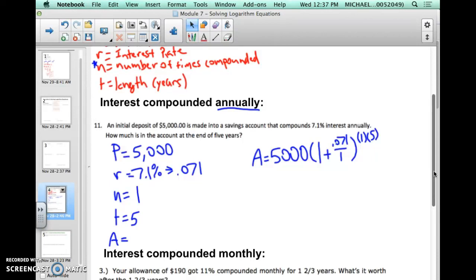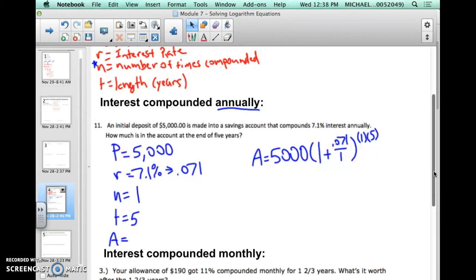I'm going to hit alpha y equals to bring up my fraction bar, and I put 0.071 on top, 1 on the bottom. Then I'm going to hit over, close the parenthesis, and then I hit the arrow key or the power key and do 1 times 5 in the powers. Please do that along with me so you can check that you know how to do this on the calculator.